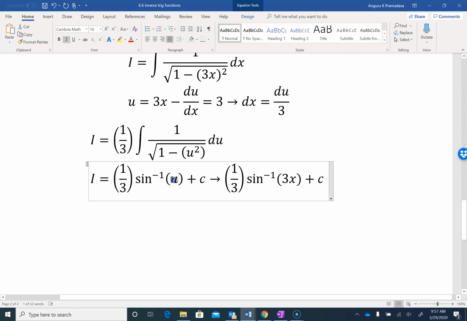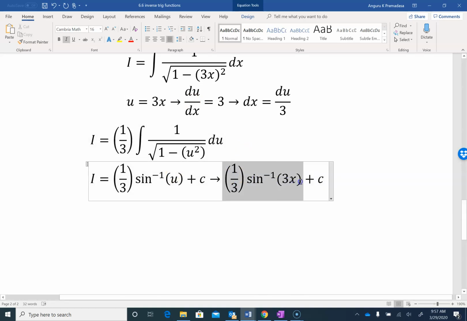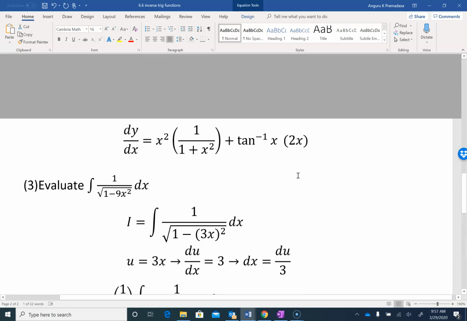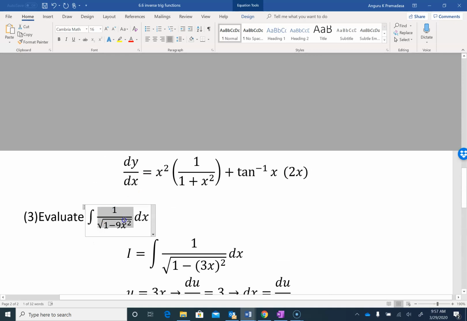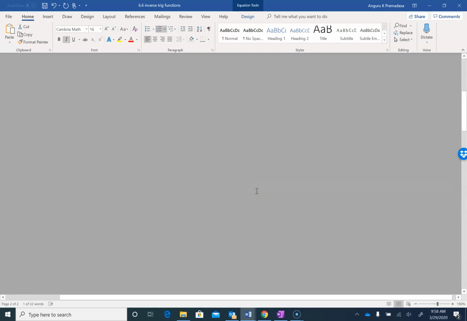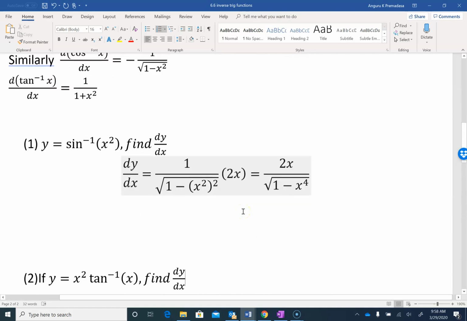But you need to substitute back for u, and u is equal to 3x, so you just plug that in and this is your answer. That's how you do a basic integral on that. You want to make your integral look like one of the known derivatives. That's the key part of this.